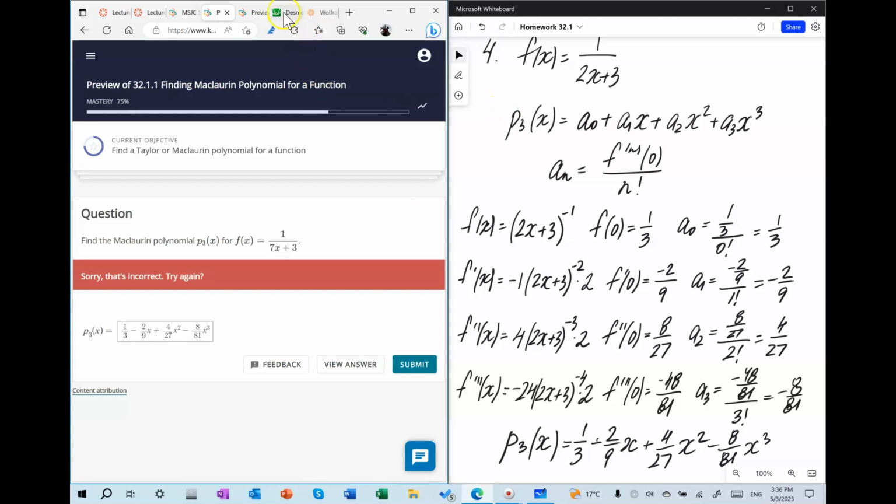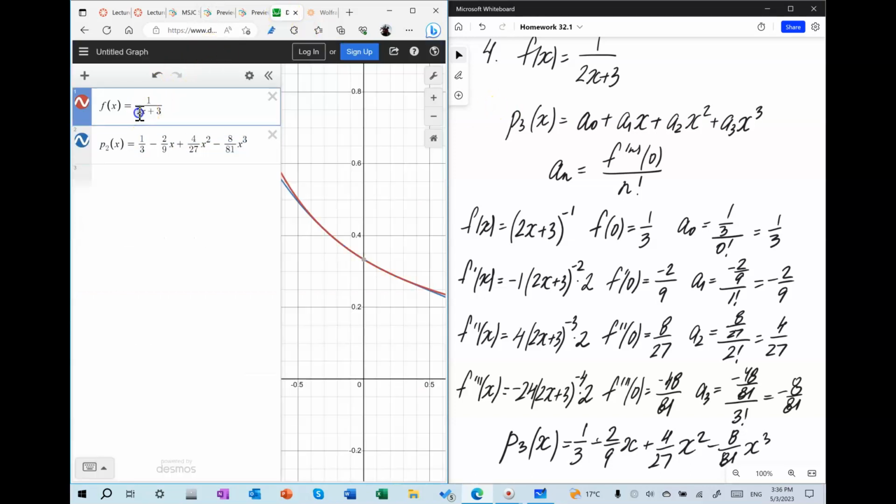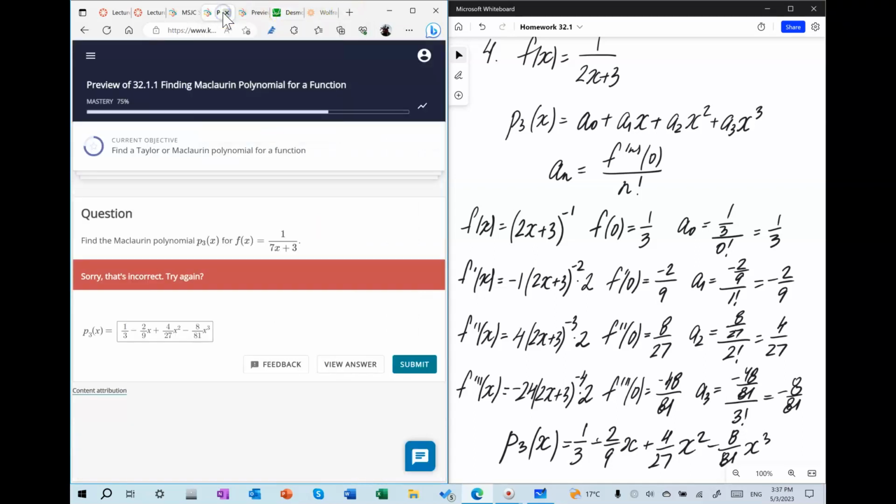Oh, why? Oh, there's a 7 over here. Where did that 7 come from? Oh boy. Let's fix it. So we have 7 here. So that 7 means we have 7 here. That means we have 7 here and here. So we have negative 7/9.